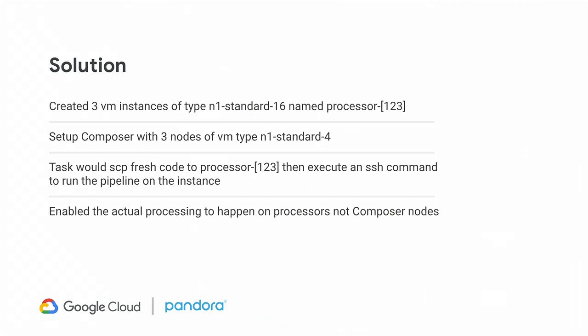I then set up Composer with 3 normal nodes and 1 standard 4, and I set up the Composer DAG to use those processor machines. My task would SCP fresh code from Composer over to the processor machines themselves, and then it would use an SSH command to run the pipeline on each individual instance. So this enabled the actual processing to happen on the processing machines and not on the Composer nodes itself.